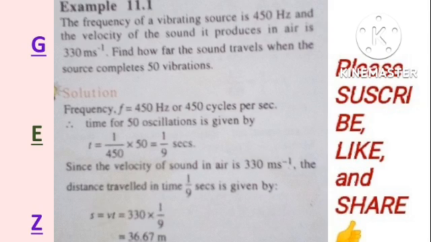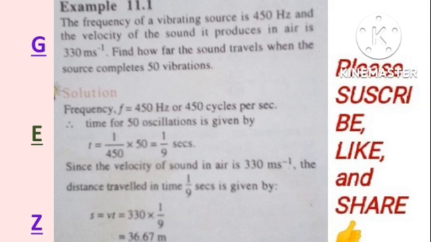Therefore, the time for 50 oscillations is given by... when you know that 450 cycles is performed in 1 second, you can always know the time for 50 oscillations. That's 1 over 450 times 50. That's 1 over 9 seconds. That's the time taken for 50 oscillations.